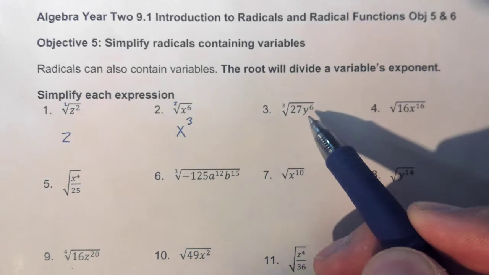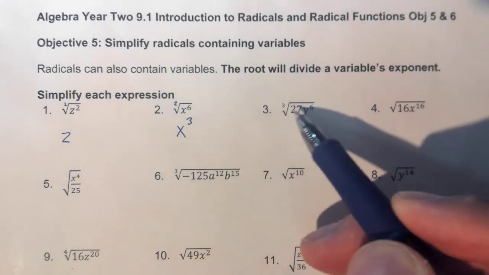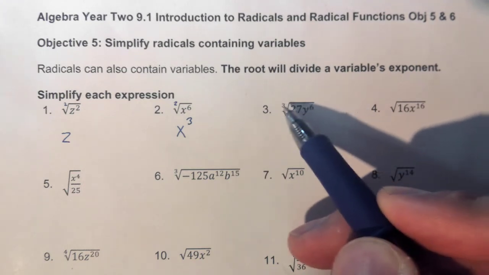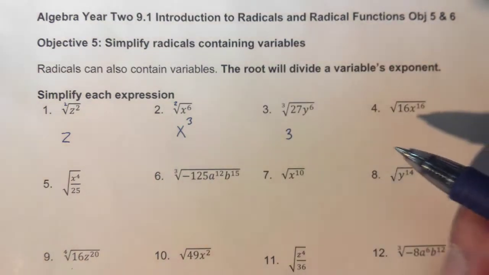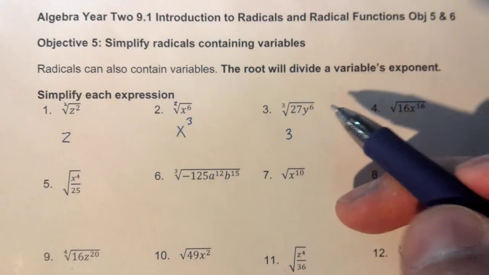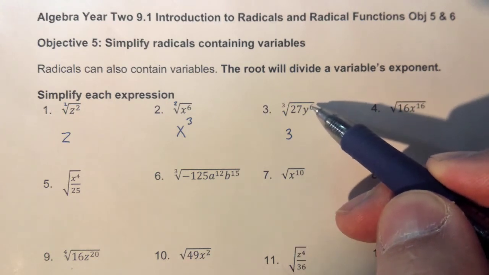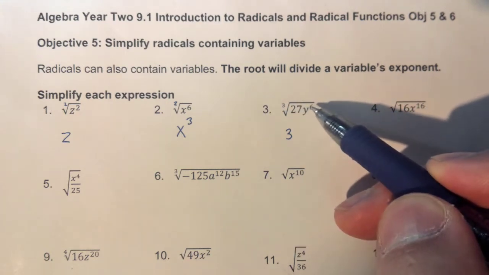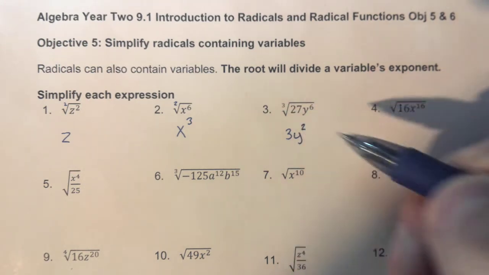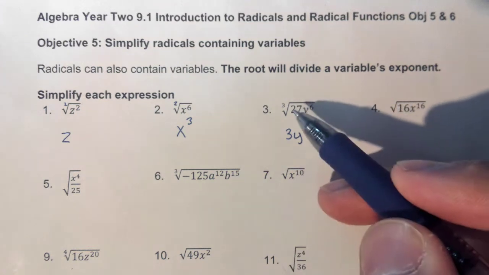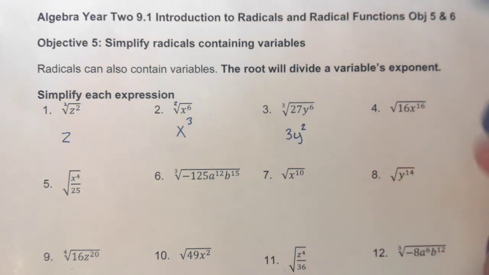On number 3, you want to do it piece by piece. So you have the cube root of 27. So what's that mean? What number times itself 3 times is 27? The cube root of 27 is 3, because 3 times 3 is 9, times 3 is 27. And then we'll do the y to the 6th part. So we'll take the variable's exponent and divide it by the index. 6 divided by 3 is 2. So it would be y to the 2nd. So the cube root of 27y to the 6th is 3y to the 2nd.